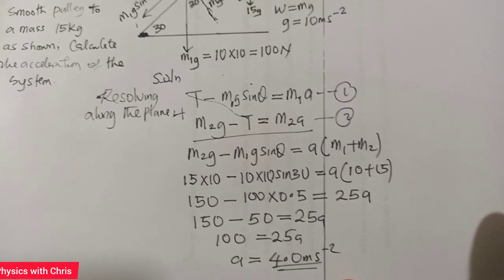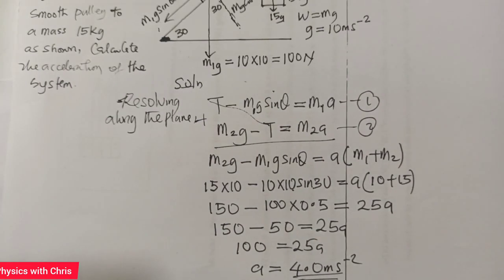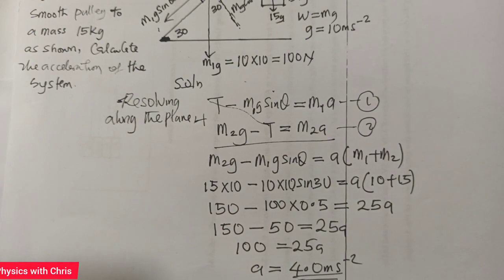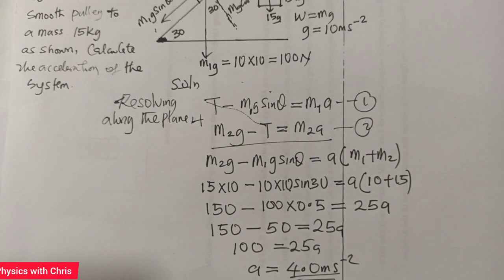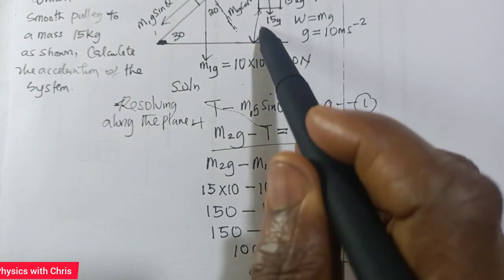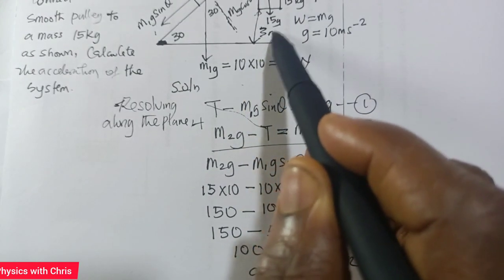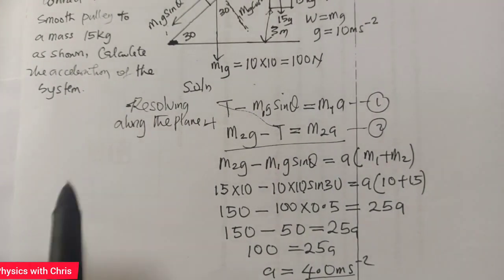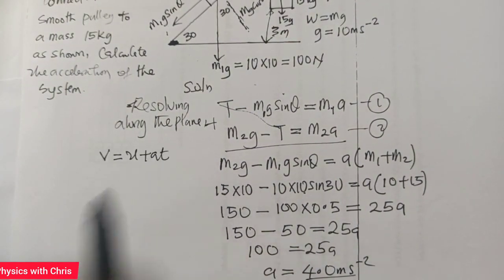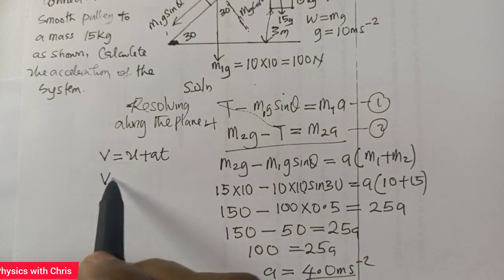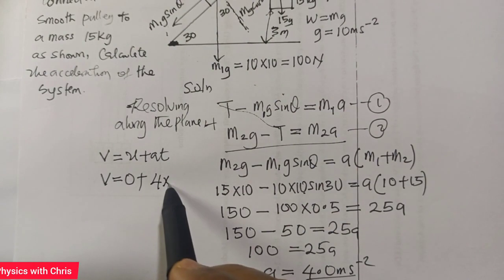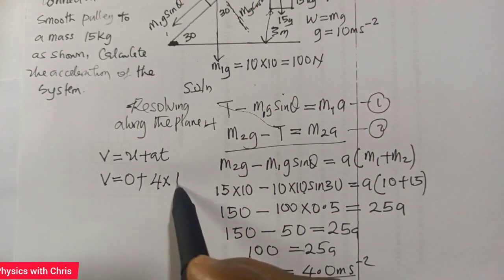So if other questions are asked, probably if block M2 starts falling from rest, they may ask you to calculate the speed of the block if the distance from this point to the ground is given as, let's say, 3 meters. What will be the speed before it hits the ground? Then you can invoke this equation of motion. Since it starts falling from rest, u is 0 plus this acceleration, that is 4 times t, if it falls for some time t.